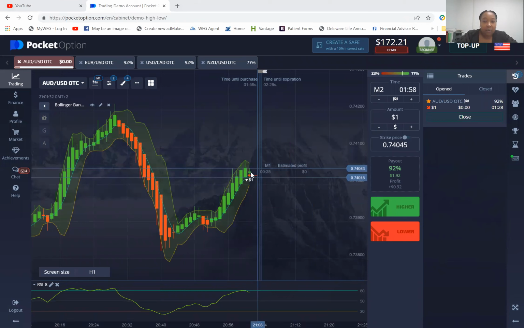Here, I believe there was a good moment, as this candle did close outside of the Bollinger Band. I took a 2-minute sell on this particular one. So we will just wait and see what happens.